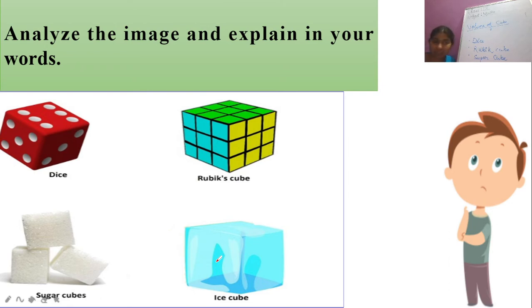Because we are discussing the volume of a cube, right? You can see in the dice we have some volume. Some structure of a dice is there. The Rubik's cube and ice cube also contain such a volume, that's why they form a cube. And sugar cubes also. So these are the types of cubes in our surroundings, and they help us calculate the volume.